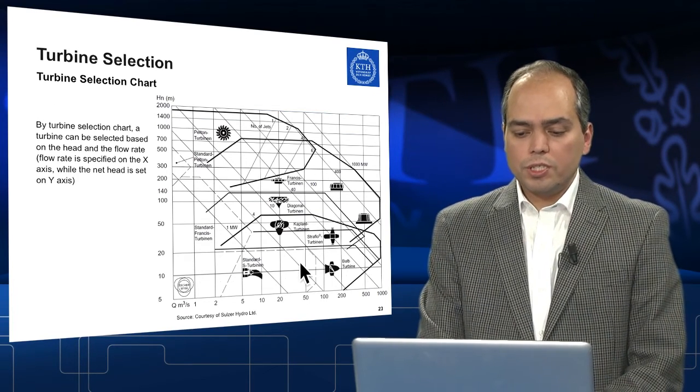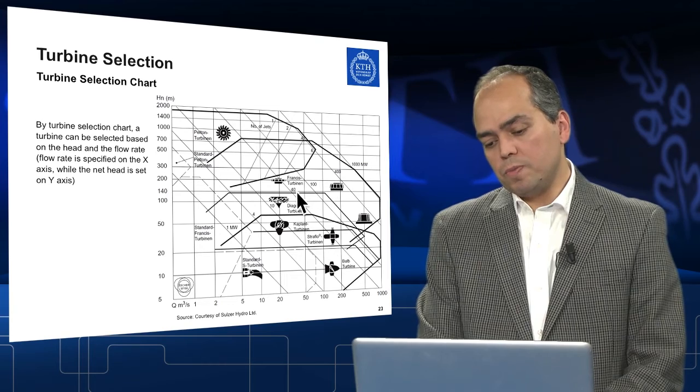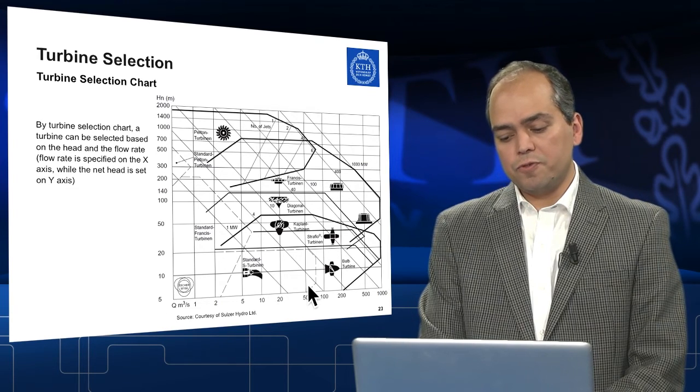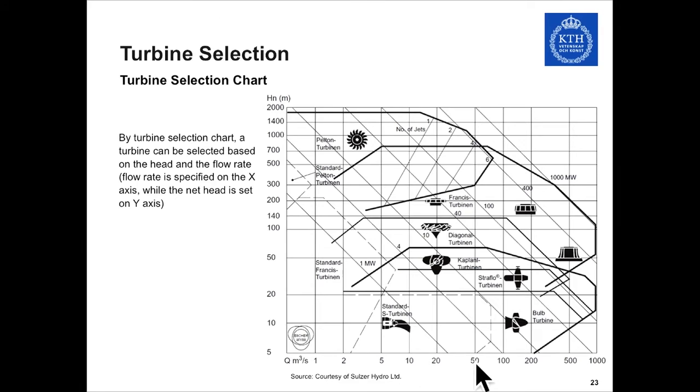This chart here, if we take a look at this one, shows the available flow in cubic meters per second, and then on the y-axis we have the different heads. So this region shows the applicability of different turbine types. If we take a look at this line on the right, which represents more than 100 megawatts, then we can see that it is dominated by Francis turbines.